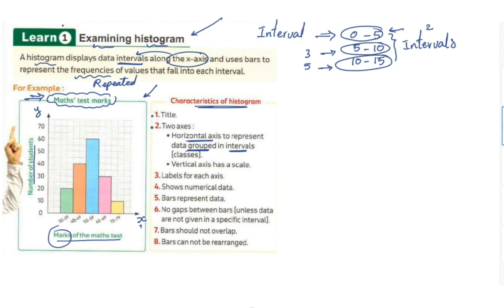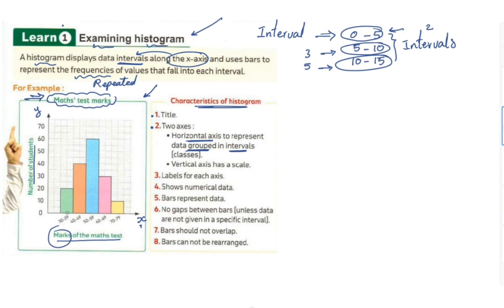We have some students who scored from 30 to 39, another group from 40 to 49, a third group from 50 to 59, the fourth from 60 to 69, and the last interval from 70 to 79. So these intervals are indicated by the test mark. Every interval has some frequency.